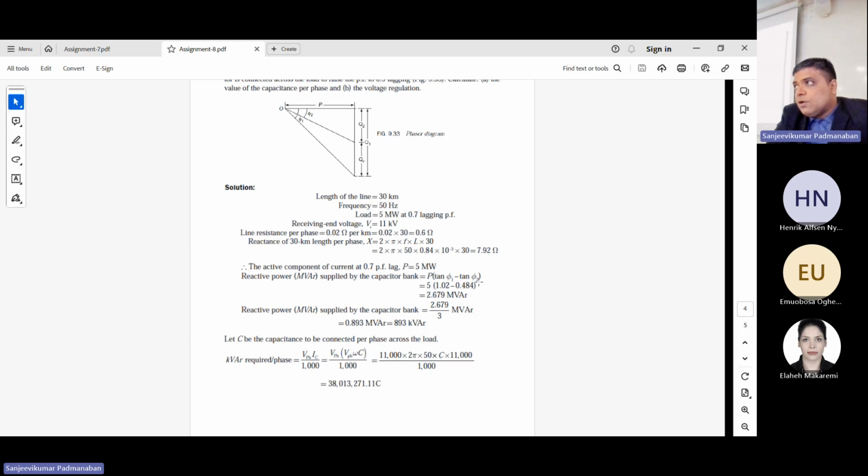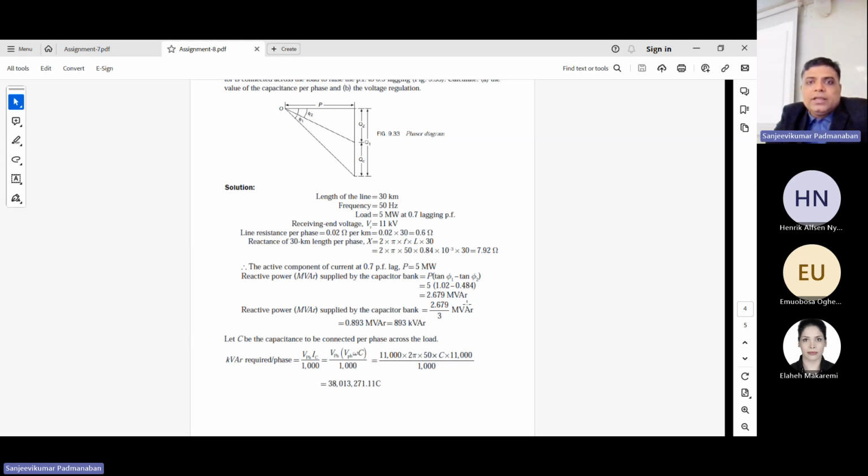We have two power factors. I have to raise from 0.7 to 0.9. So first case 0.7, second case 0.9. First find phi 1, cos inverse of 0.7. Then take tan. Are you getting the answer? Here, take cos inverse of 0.9. Then take tan. You'll get 0.484. Are you getting that? Then finally find the answer. Are you getting the power 2.679 MVAR?